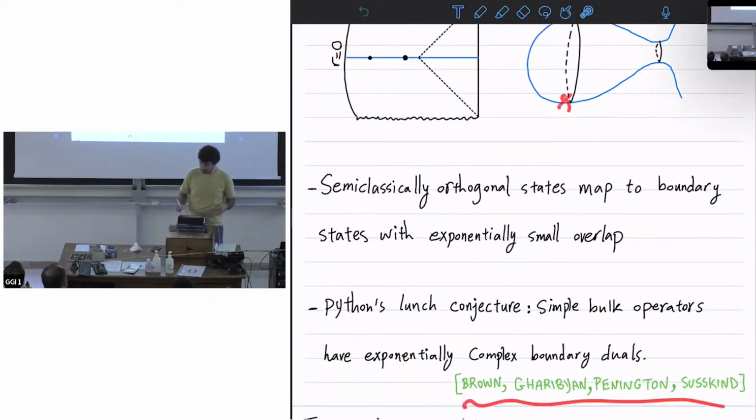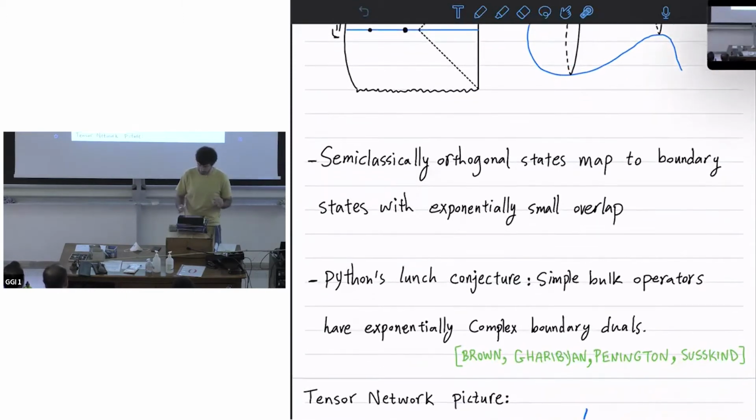It was given by these people, and since it's going to be important for my talk, I'm going to explain it in one page. It's a relatively easy idea to explain.